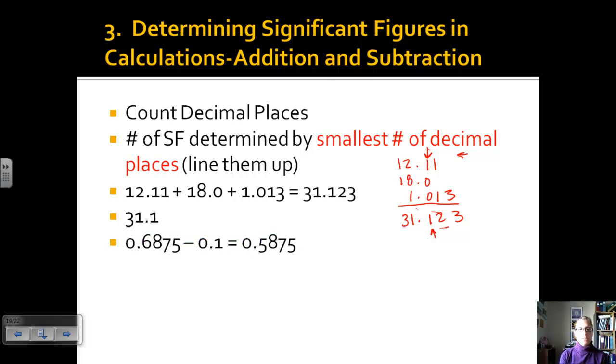Let's look at a subtraction. Again, same thing. I want to line up my decimal places. 6875, 0.1. Okay, well, if I start from this direction, the place they have in common is again the 10th place. Just do your math and then look at rounding. 10th place, the 8 is going to round my 5 up, so my answer should be 0.6.